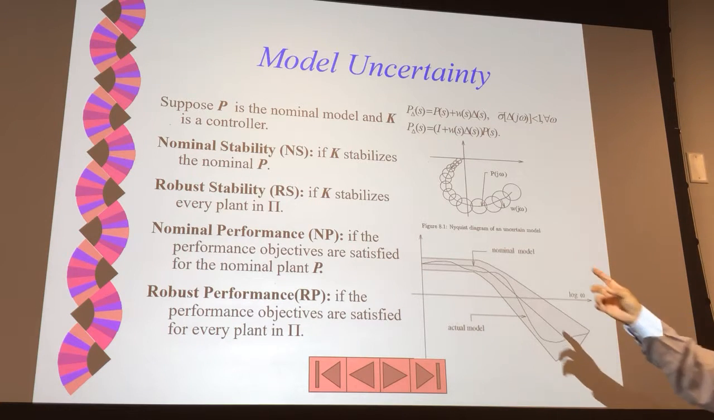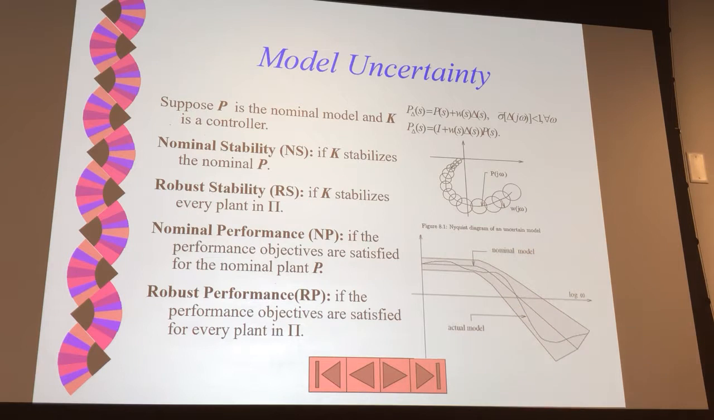RP is robust performance, RS is robust stability. Previously we probably learned some skills in SISO or MIMO control, which probably mainly focused on what we call nominal performance design and nominal stabilization. We probably only learned those things.